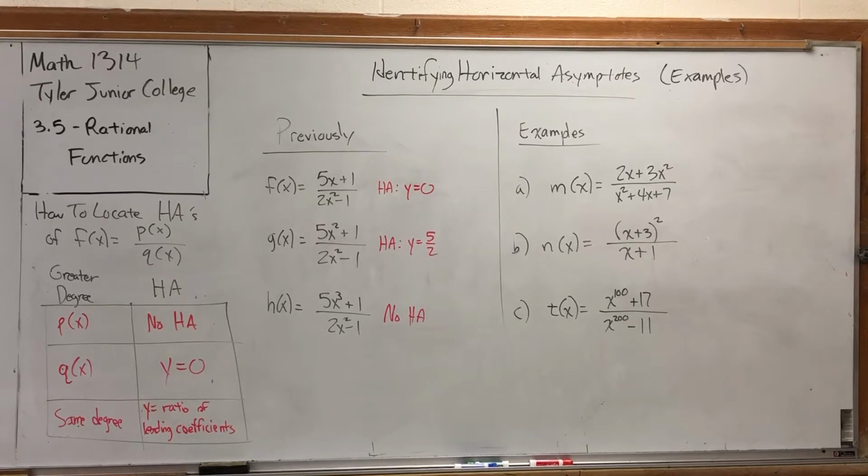Math 1314, Tyler Junior College, section 3.5, Rational Functions, Identifying Horizontal Asymptotes Examples.